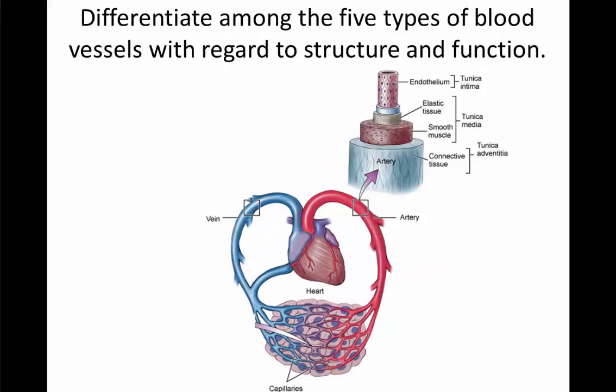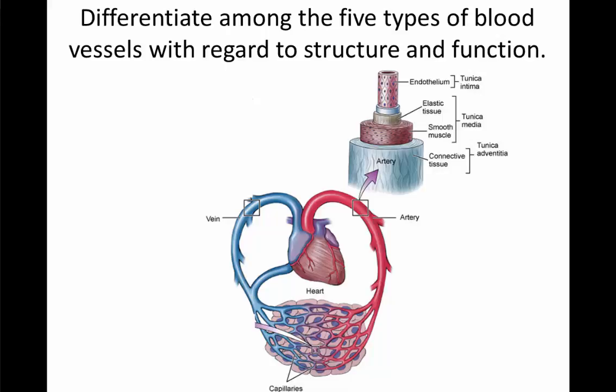If we were to take a closer look at the artery by looking at a cross-section, we can see that it's made up of 3 major layers: the tunica intima, tunica media, and tunica adventitia. The tunica intima is made up of an endothelial layer. Endo again represents inside, and the endothelium is the single layer of cells that is nice and smooth to allow the blood to easily flow through it.